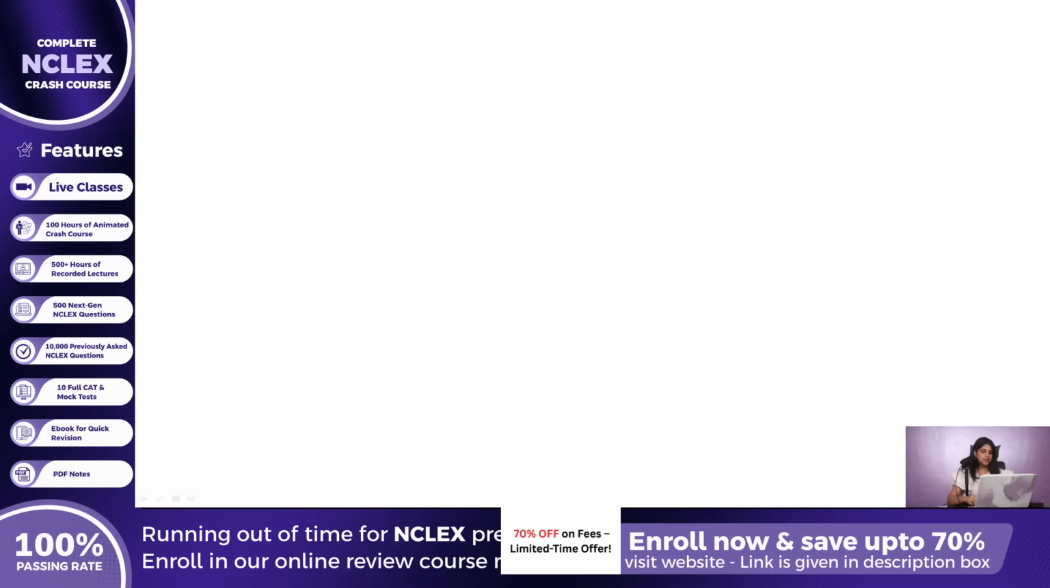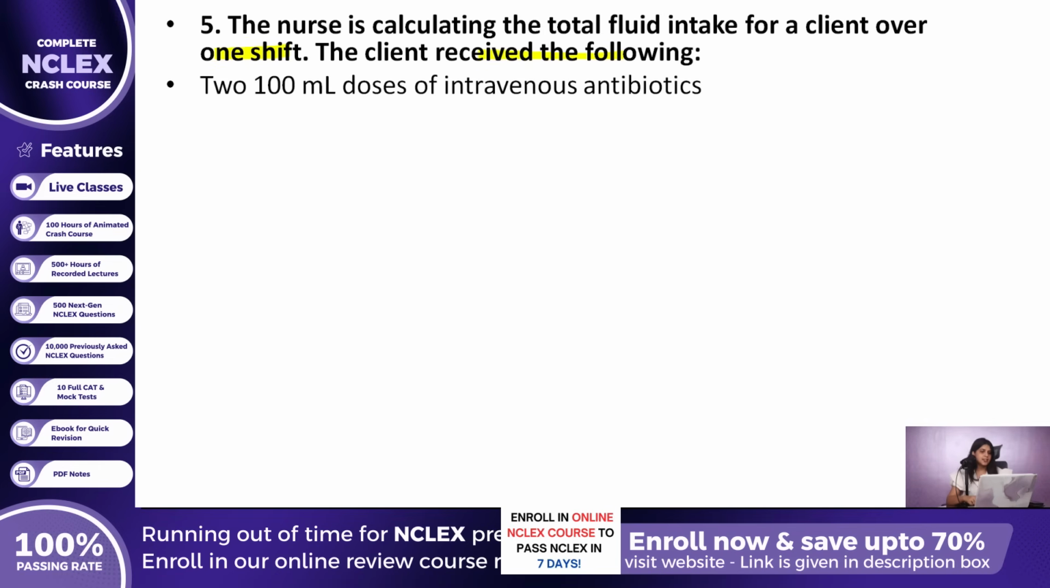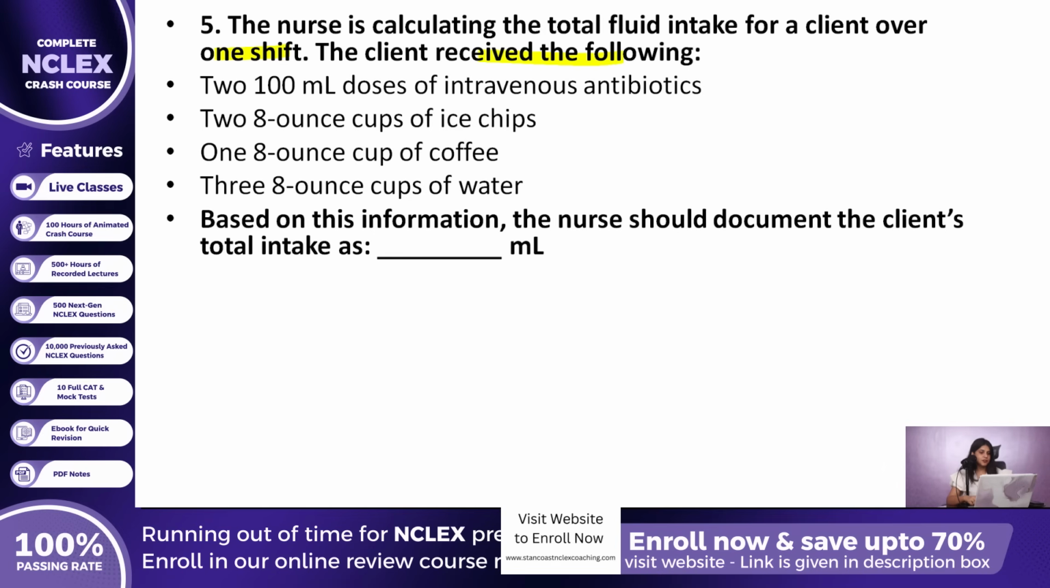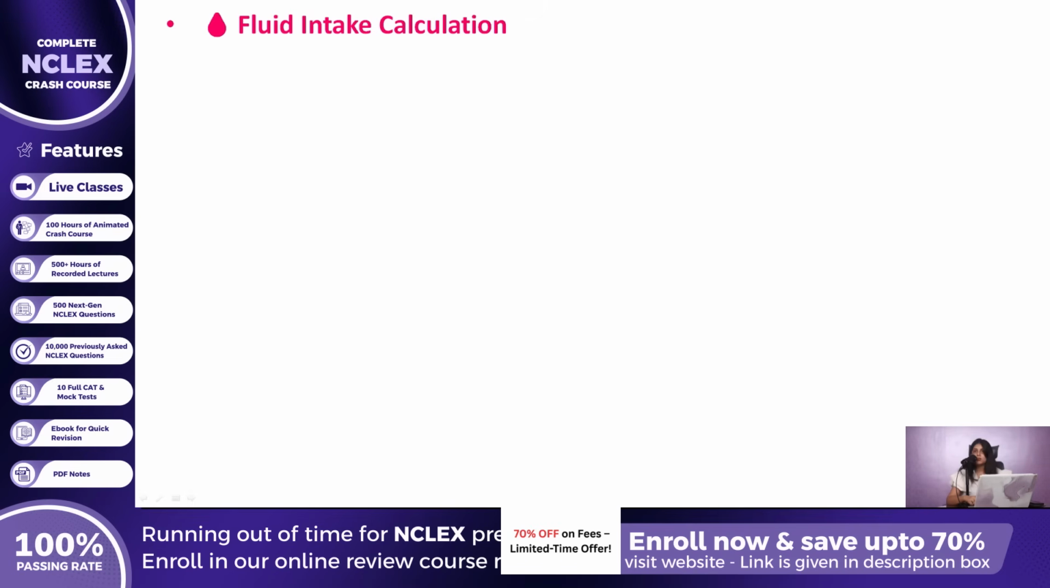Next up, here's a fluid intake calculation question, question 5. The nurse is calculating the total fluid intake for a client during one shift. The client receives several fluids: 2 doses of intravenous antibiotics, each measuring 100 milliliters, 2 cups of ice chips, with each cup containing 8 ounces, 1 8-ounce cup of coffee, and 3 8-ounce cups of water. Since 1 8-ounce cup equals approximately 240 milliliters, and ice chips melt and count as about half their volume, the nurse must remember to adjust for that.